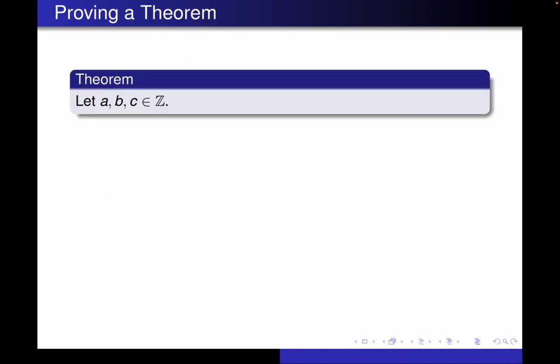So our little practice theorem is going to be, let a, b, and c be integers. If a divides b and if b divides c, then a divides c. So as with everything else, there's something we have to assume, something we have to show. It's pretty straightforward because we have an if-then statement. We're going to assume that a divides b, b divides c. Then we're going to show that a divides c.